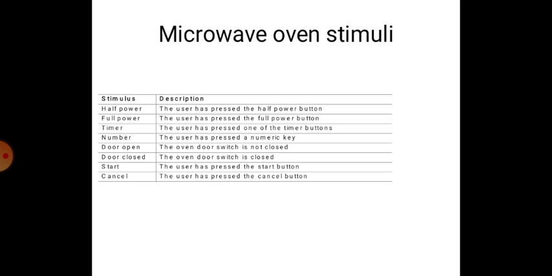Also you can see here the stimulus and the description. You have stimuli such as half power, full power, timer, number, door open, door close, start and cancel, and their descriptions are available here. Half power: the user has pressed the half power button. Stimulus full power: the user has pressed the full power button. All this you can go through yourself, and it is available also in the PDF file. I already explained all this.